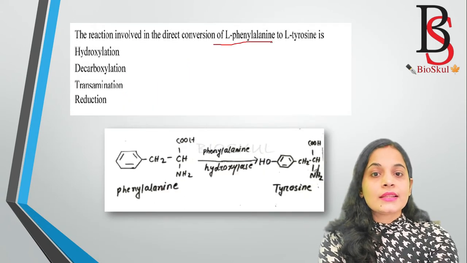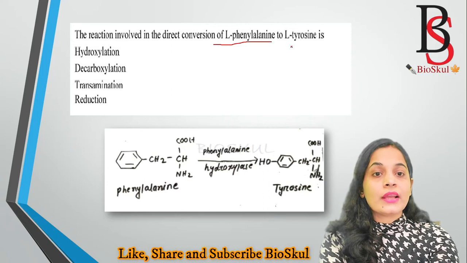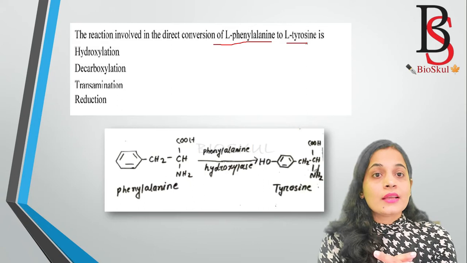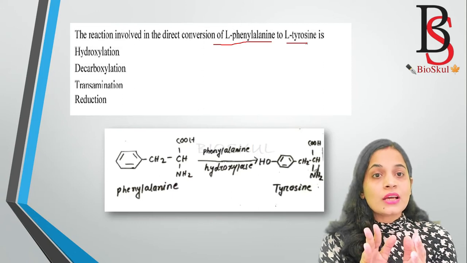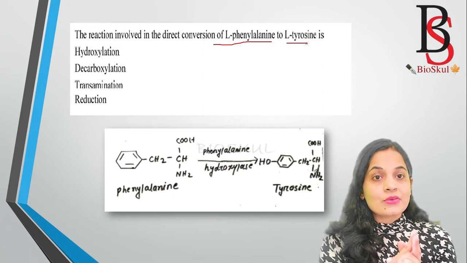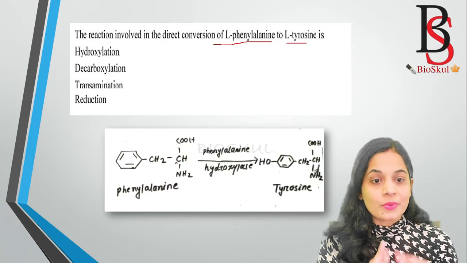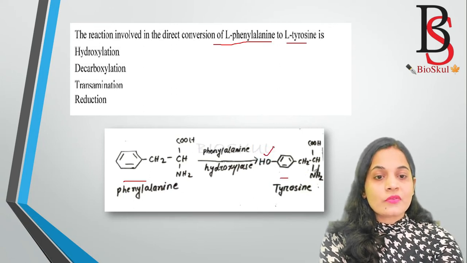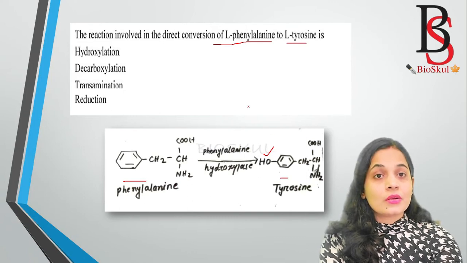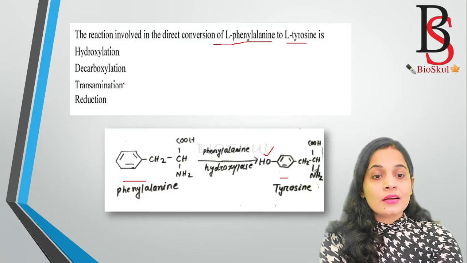Let's see this one. The reaction involved in the conversion of L-phenylalanine to L-tyrosine is? If you know the structures of L-phenylalanine and L-tyrosine, you can easily solve this question. Both are structurally similar, except that in tyrosine you will find a hydroxyl group. See here, this one is phenylalanine and this one is tyrosine. In tyrosine there is a hydroxyl group. So if a hydroxyl group is present in tyrosine, which enzyme will help in the hydroxylation?